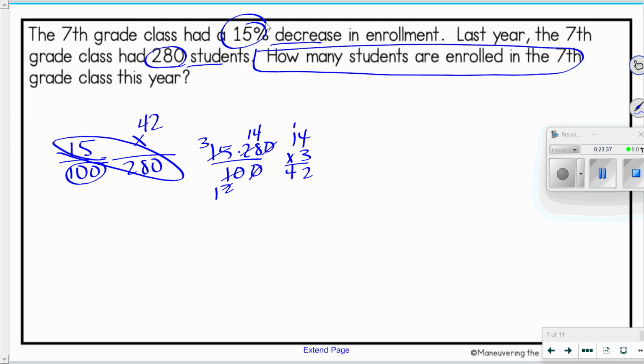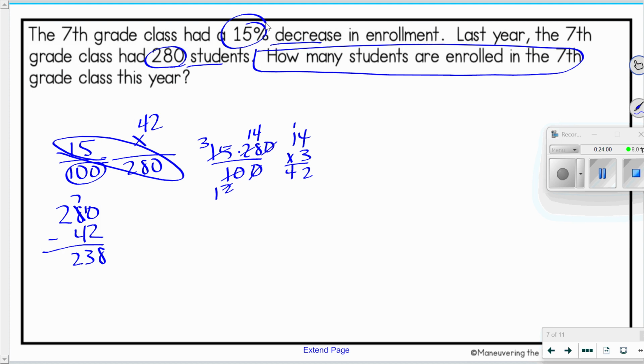The key is on our question, I need the enrollment for this year. But they told me this was a decrease, right? So how would I find how many students are there this year? Minus 42. Just take 280, subtract 42. Is there anybody who doesn't understand why we're doing this?